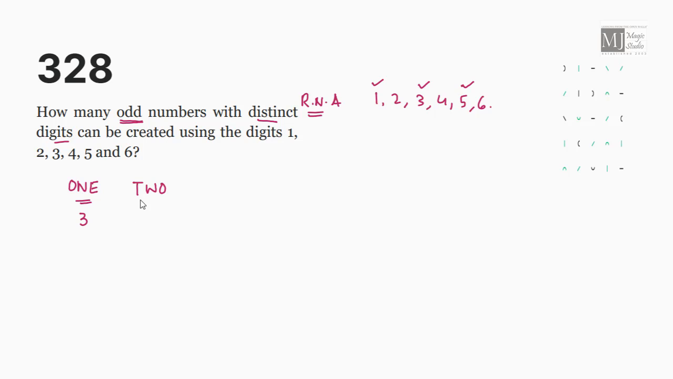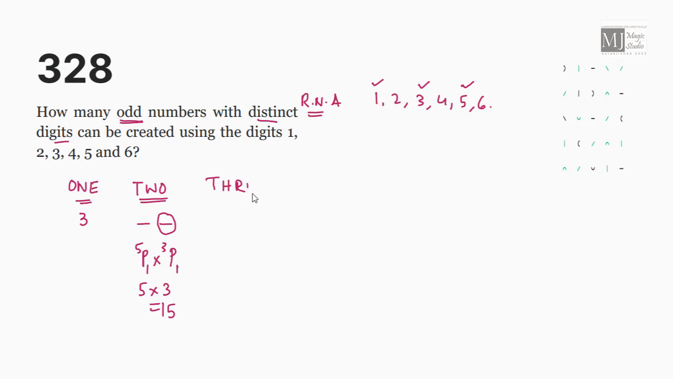2 digit numbers. A 2 digit number is an odd number when it ends with 1, 3 or 5. That means for the last place, the unit place, we have 3 options: 3p1 ways we can arrange these 3 digits in one place. Now when one digit is already occupied in the last place, we are left with 5 other digits which need to be arranged in this one place in 5p1 ways. 5 into 3 is 15.